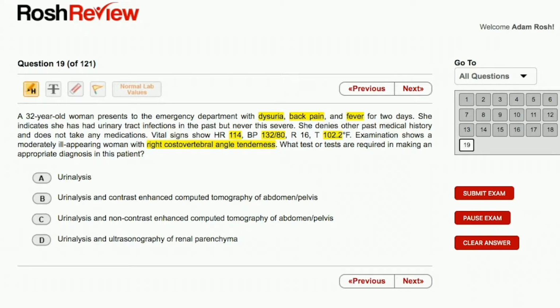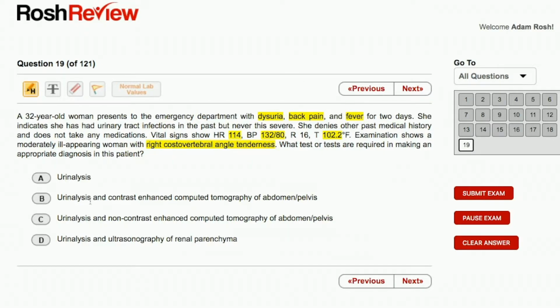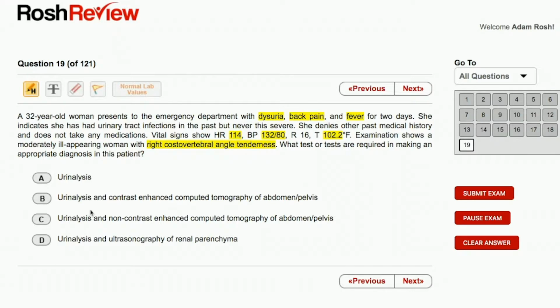So if we look at the answer choices, what is the appropriate diagnosis here? Let's go through these. Let's start with answer choice B. We have urinalysis and contrast enhanced CT scan of the abdomen and pelvis. And what you see here is we essentially have B and C being similar. One's contrast enhanced and one's non-contrast enhanced.